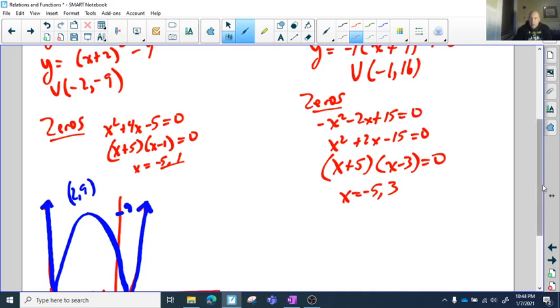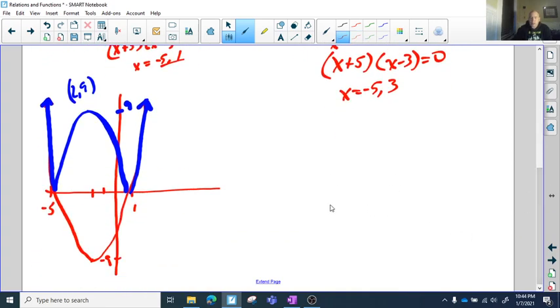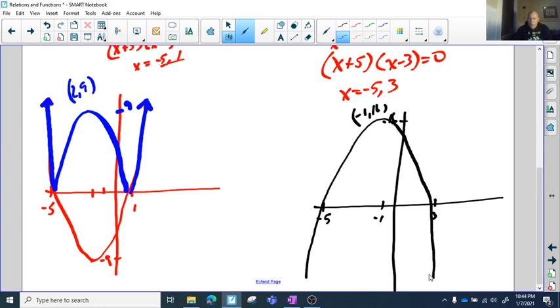Alright, let's put that all together. Where's our vertex? Negative 1 and 16. So I've got negative 1 and 16. Here's my vertex. I've got zeros at negative 5 and 3. So this quadratic, ignoring the absolute value, would look something like this.